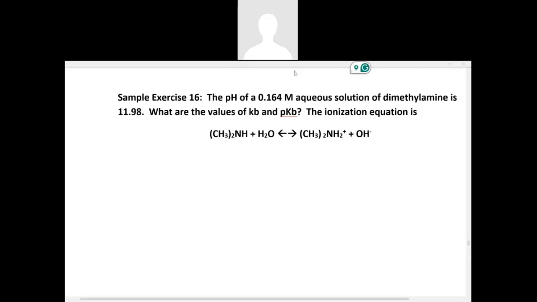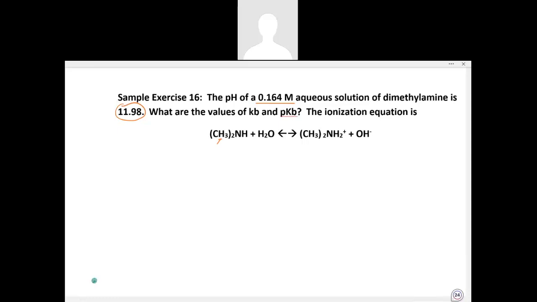In this next video from Chapter 16 on acid-base equilibria, we'll take a look at sample exercise 16 from the worksheet. We're given some information about an aqueous solution of dimethylamine. We're told that the concentration of the solution is 0.164 molar, and the pH is 11.98. We're given the structure of dimethylamine that would be added to water.